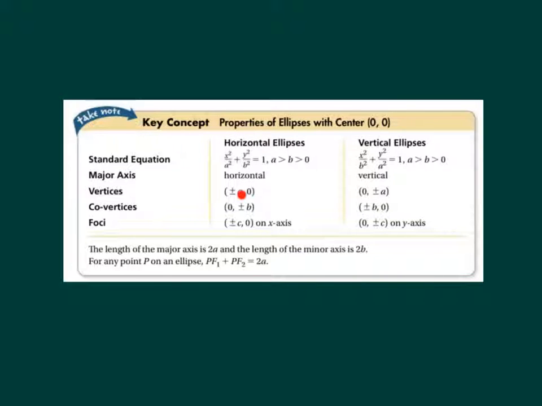Then our vertices, A tells us where our vertices are, because again, the vertices are the endpoints of the major axis. B tells us where the co-vertices are, and the foci, so the question we had earlier, how do you know where the foci are supposed to be? They are going to be plus or minus C away from the origin. And they don't tell you in this table how to get C, but C squared is A squared minus B squared.